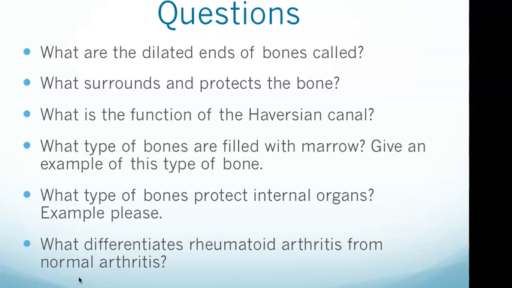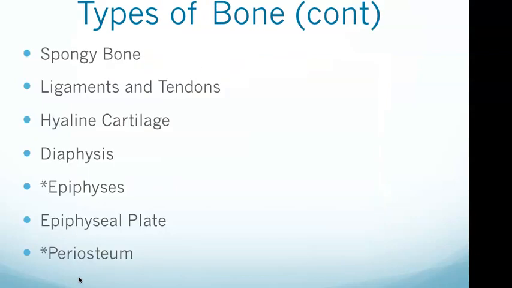Very first question here. What are the dilated ends of bones called? That's the epiphysis right there. And also there's a related epiphyseal plate. That's the site of new bone growth. So it's a growth plate. And the periosteum surrounds and protects the bones.